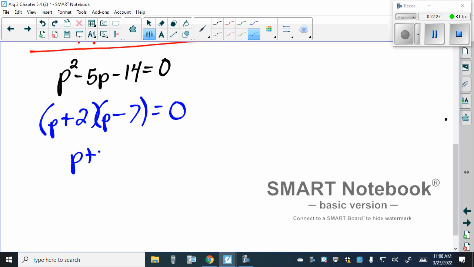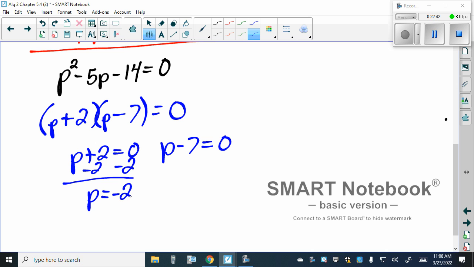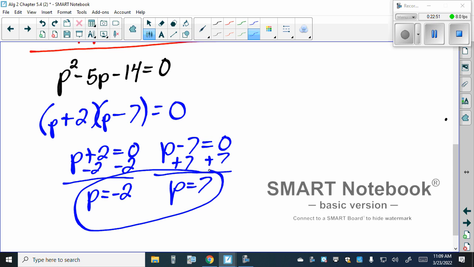And we could solve it out saying p plus 2 is equal to 0, and p minus 7 is 0, because any two things multiplied together to equal 0 means one of them has to be 0. Subtract 2 from both sides, telling us p is equal to negative 2. Here we can add 7 to both sides, telling us p is equal to 7. Most likely, which one do we think won't work? Probably the negative 2 is not going to work, but it's still good to check and make sure.